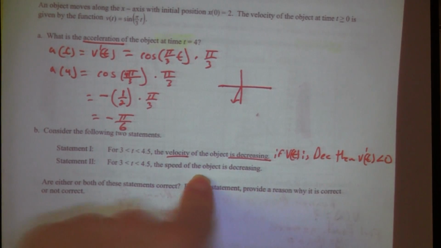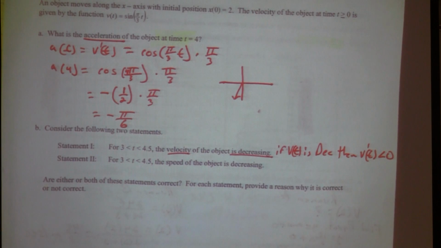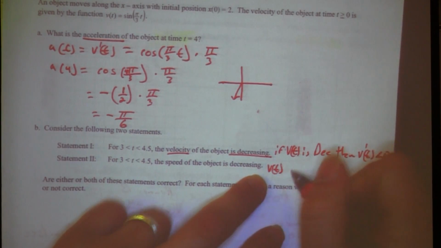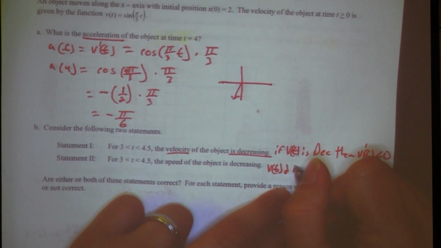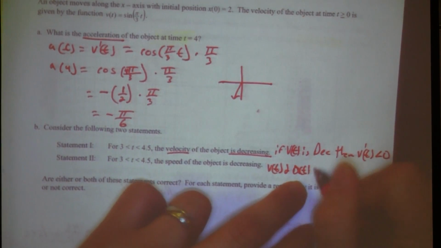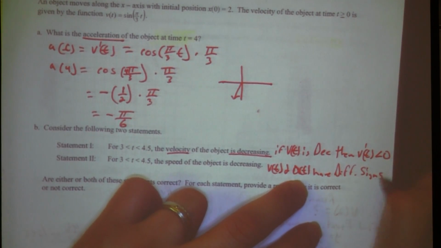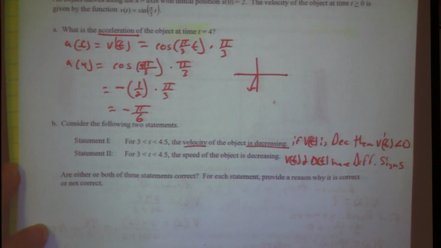How about the second one? The speed of the object is decreasing. What would make that true? Both of them are different. So v of t and a of t have different signs, right? Okay, so let's check that out.